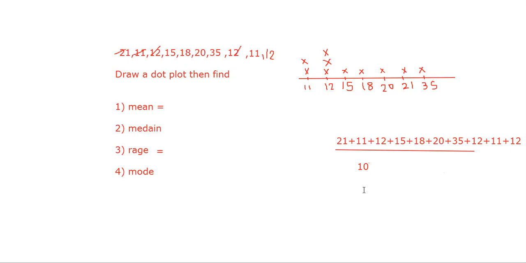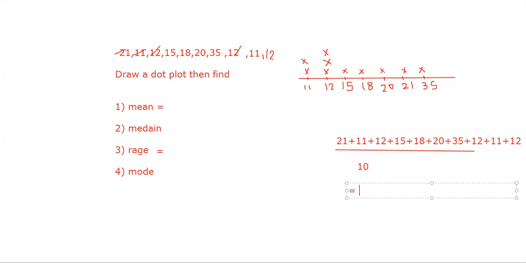Did you calculate it? Do you have your calculator to find the answer? Okay, yes. So we want to calculate the mean for the following numbers. First, the numbers are going to be 21 plus 11 plus 12 plus 15 plus 18 plus 20 plus 35 plus 12 plus 11 plus 12, right? This is divided by 10.